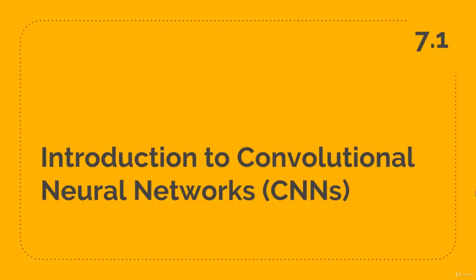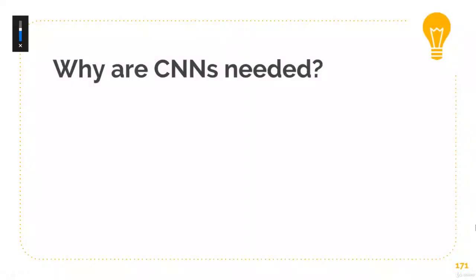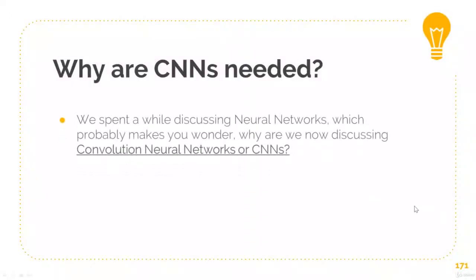Hi, and welcome to chapter 7.1, where I introduce the concept of convolutional neural nets, basically CNNs, as I'll be referring to them throughout this course. So, why are CNNs needed? We spent a while discussing neural nets previously, and you may be wondering, why would we have spent so much time on neural nets if we're now just going to suddenly discard them and go into CNNs?